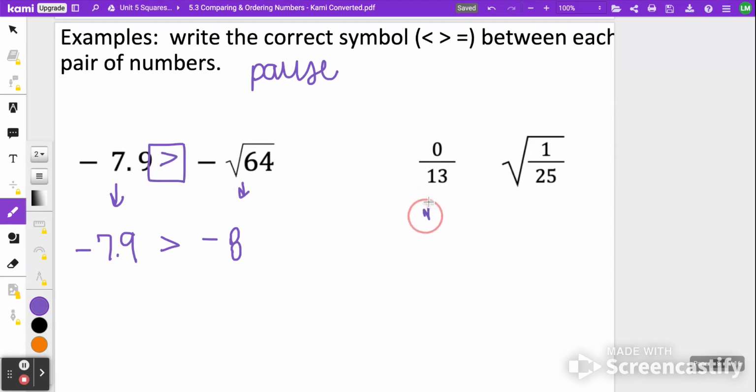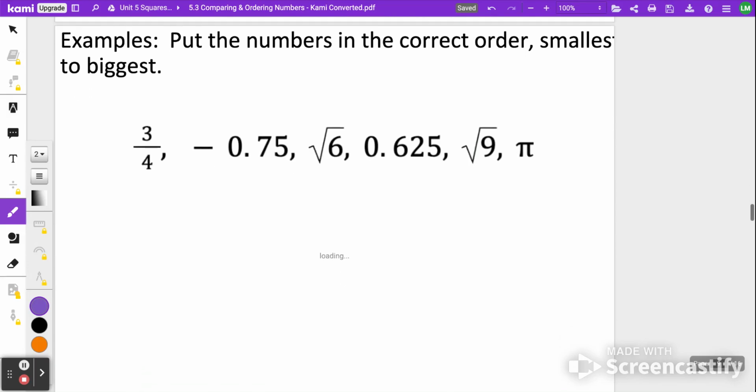Over here, if you realize 0 over 13 is equal to 0, and the square root of 1 is 1, the square root of 25 is 5. 1/5 is actually equal to the decimal 0.2, but you can also keep it as 1/5, and you're just comparing it to 0. Either way, 0.2 or 1/5 is larger than 0, so that means 0/13 is less than the square root of 125.